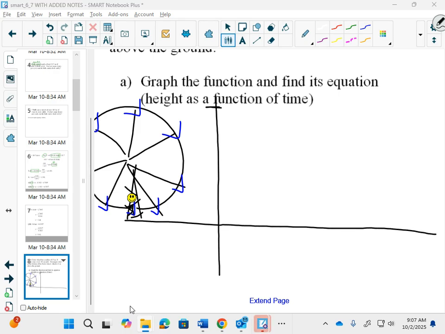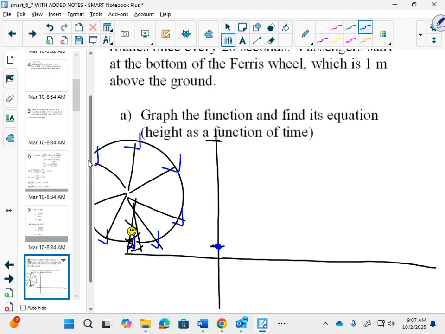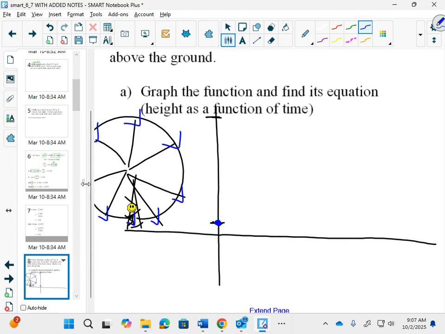You see my maximum is way up here. Minimum is just off the ground. Ferris wheels that go into the ground are quite dangerous. Would not be good. And this is where you're starting. So I know that that is where I'm starting. How high is that? Get 1 meter above the ground. So I know this is at 1 meter. How high above the ground is the person when they're way up here? What's our maximum going to be?